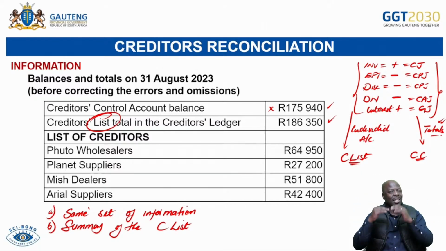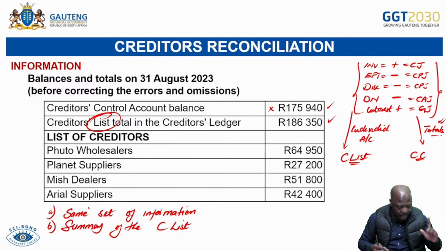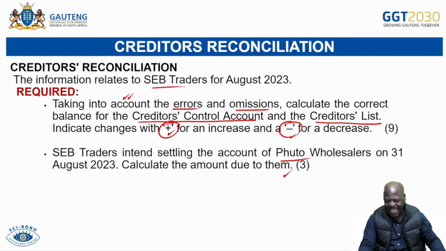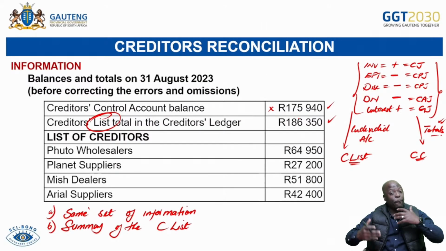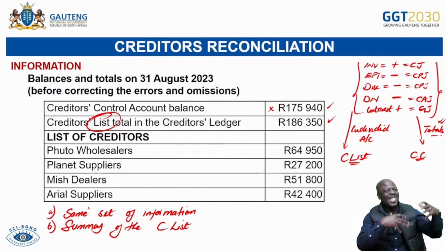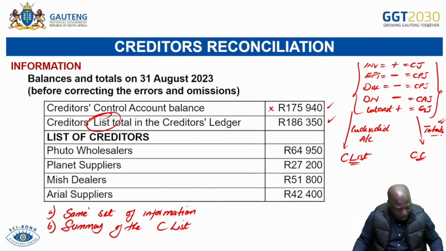Once we see interest, it means we now owe more, so your sign will be a plus. So signs are going to be very key in this particular question. Remember what they said here, that you need to indicate with a plus for an increase and a minus for a decrease. So when you come here, already it informs you what you must plus and what you must minus. It tells you already what you must add as well as subtract.